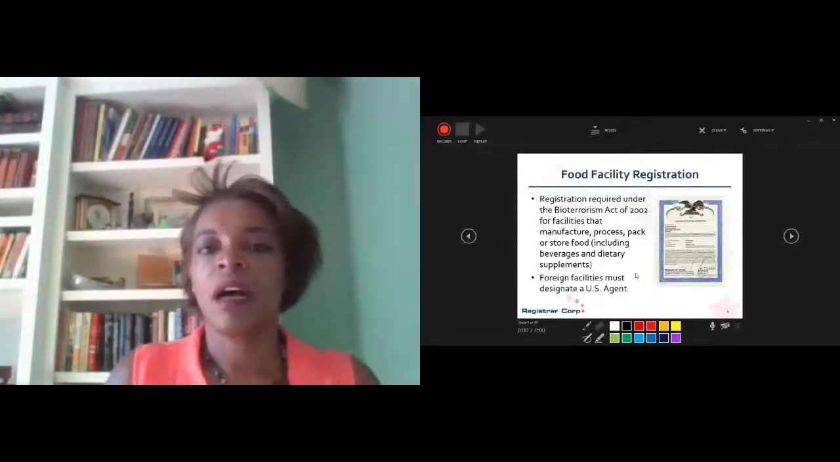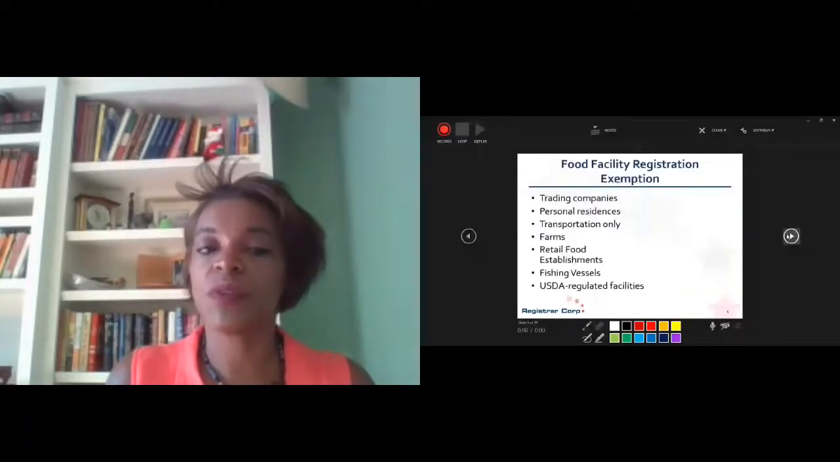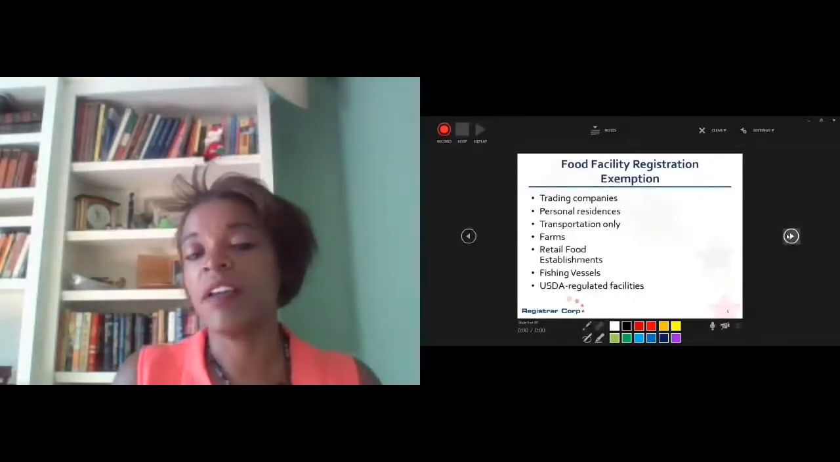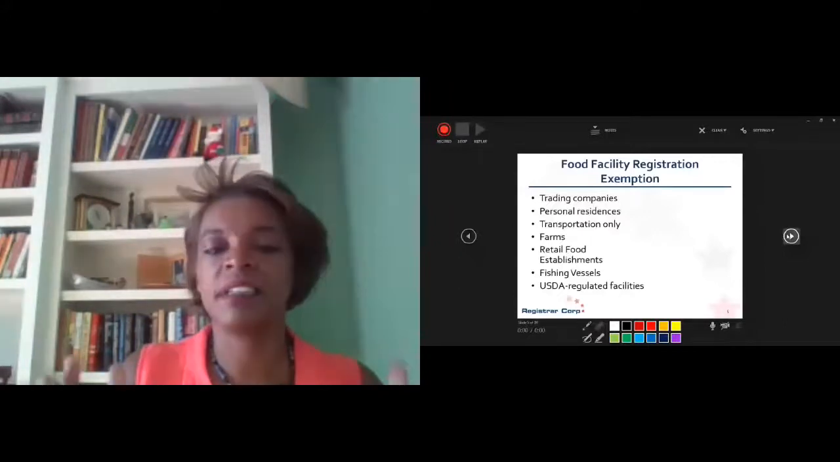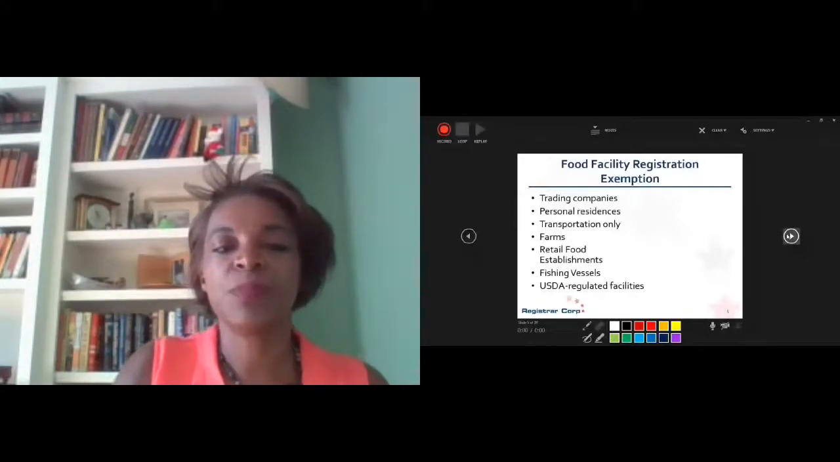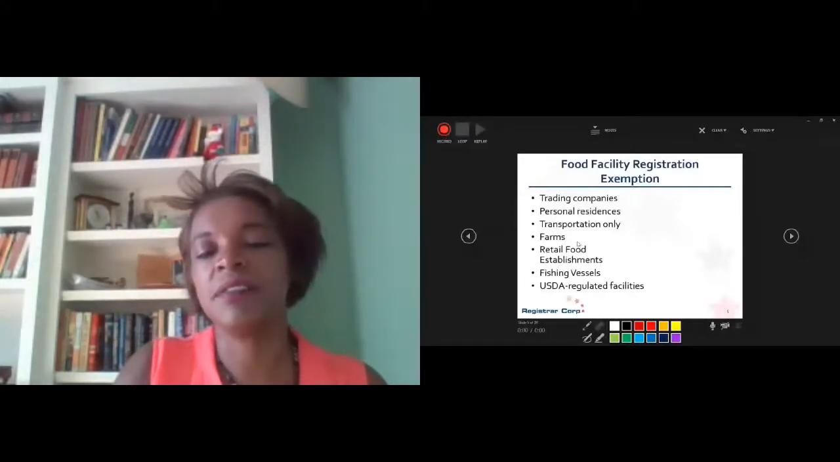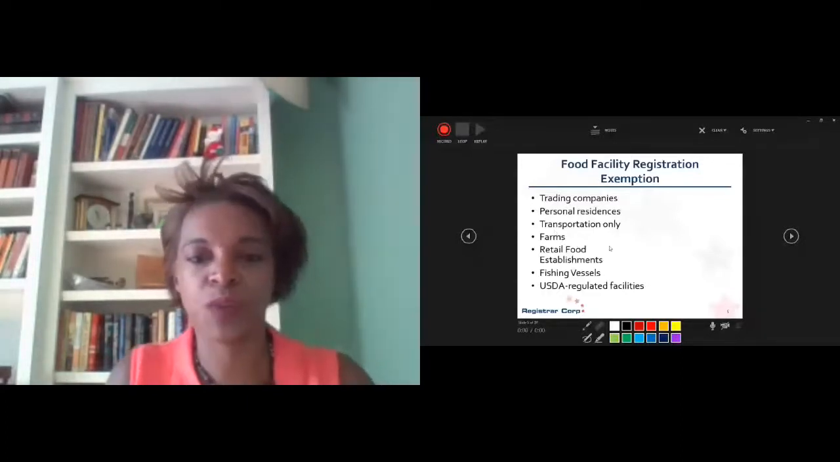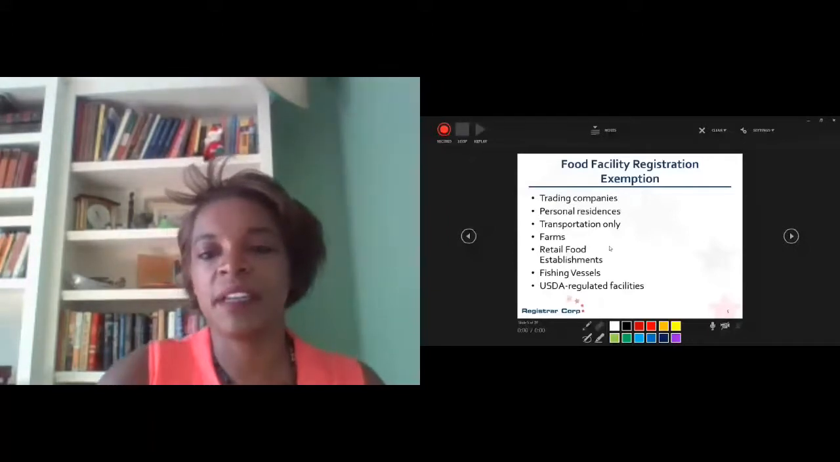Now, food facilities that are exempt, like we were just talking about, include trading companies, personal residences, transportation only, farms, retail food establishments, fishing vessels, and so on. They don't need to register. USDA regulated facilities do not need to register. So these entities are exempt. And just to point out, farms are a little tricky, because if you have a farm and you just grow and send, you don't register. But if you have a farm and you do any type of processing or packaging on that farm, it then takes you to a level of registration. So I do want to point that out, because in some cases you do have to do that.